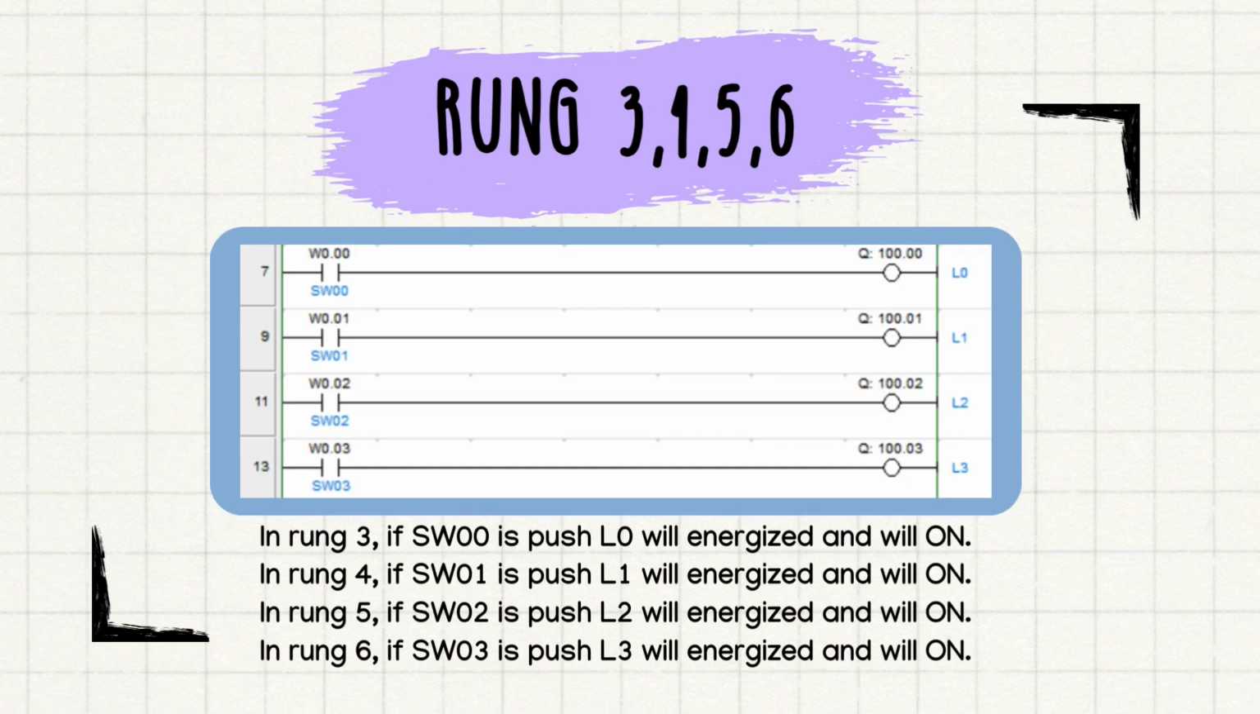In rung 3, we set switch 0 with lamp 0. In rung 4, we set switch 1 with lamp 1. In rung 5, we set switch 2 and lamp 2. In rung 6, we set switch 3 and lamp 3.